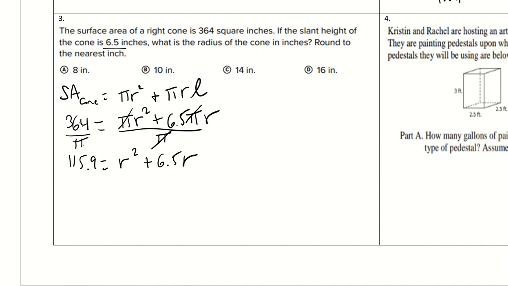Now notice that this is a quadratic equation. There are a lot of methods to solve quadratic equations, like factoring, but you can also use the quadratic formula. We haven't really done much with the quadratic formula this year. However, there's a possibility that you may have to do something like this, so we want to make sure that we cover it just in case. So if you have a quadratic equation, you need to make one side equal to 0. So you're going to subtract the 115.9 on both sides, and that'll make that one side 0.